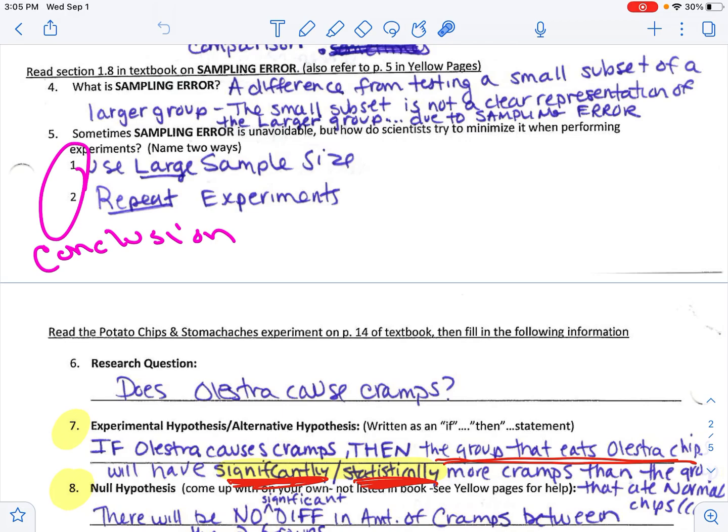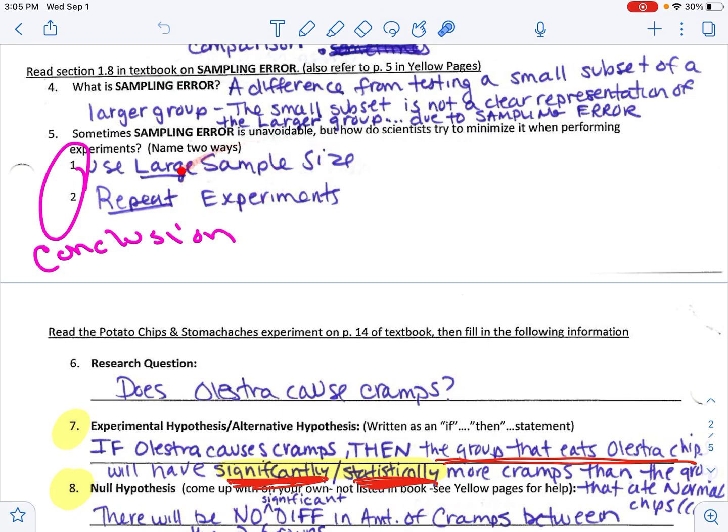And what you often have to do in a conclusion, besides just saying whether you accept the null or reject the null, which is basically telling me if your hypothesis was correct or not, it'll ask you, well, what could you have done to improve the experiment? And everybody scratches their head like, I don't know.